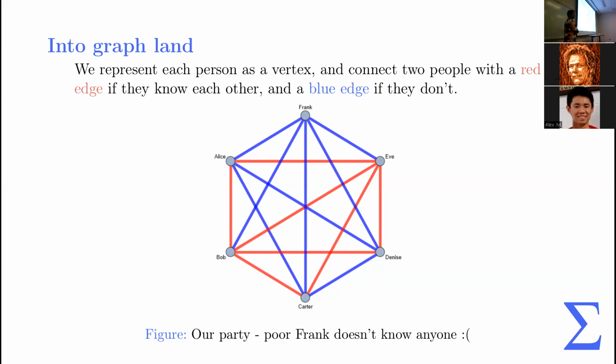But we can already see here the property that we're looking for. So we have Alice, Bob, and Eve. They all know each other because they're all connected to each other with red edges. And we also have Carter, Denise, and Alice who all don't know each other. They're all connected with blue edges. So how do we prove this?